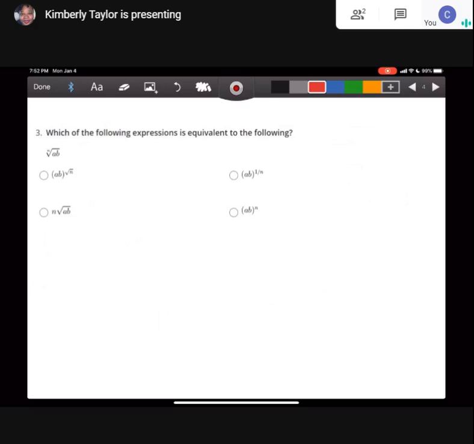So for this question, it says, which of the following expressions is equivalent to the following? So you have, I don't know if you can see it that well, but what this says is you have a radical sign, the index is an n, and then your radicand, which is under the radical, is ab. So to translate this, you have to convert this from a radical expression to a rational exponent, and that's what you're doing.